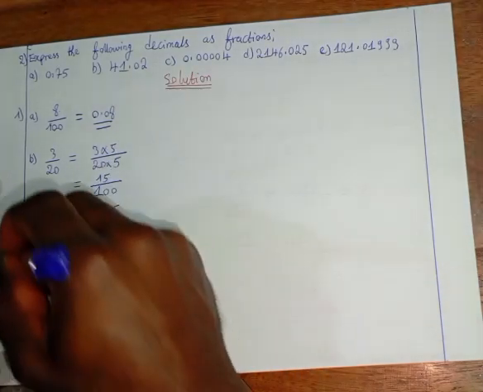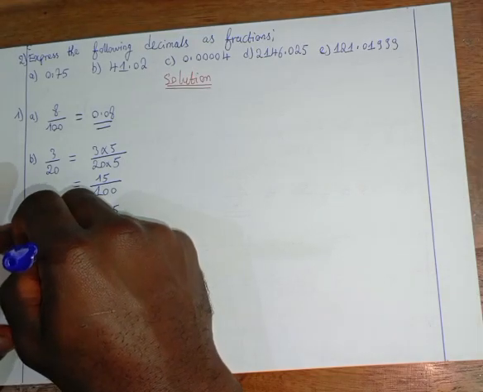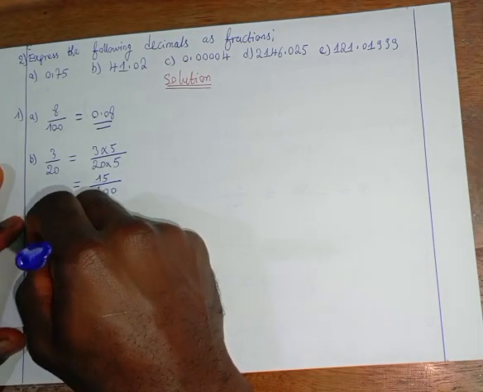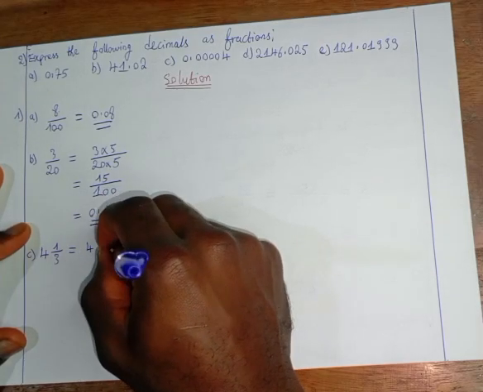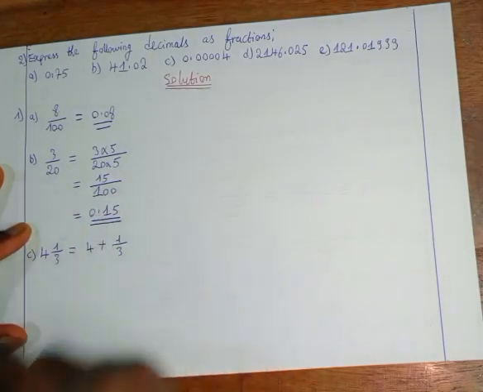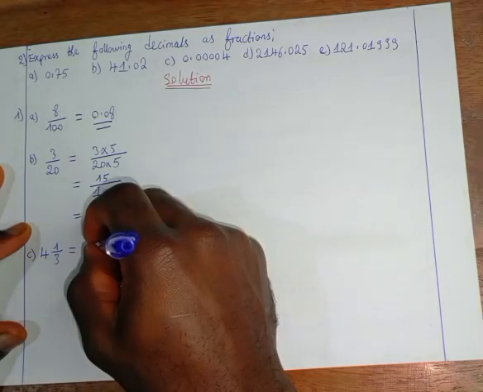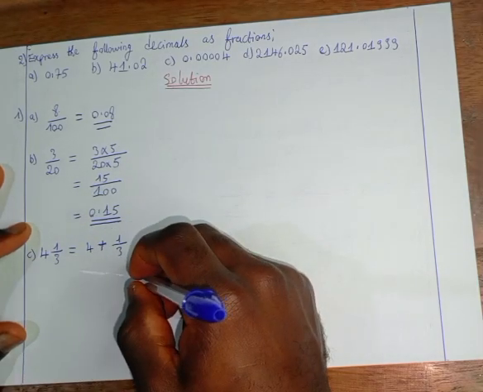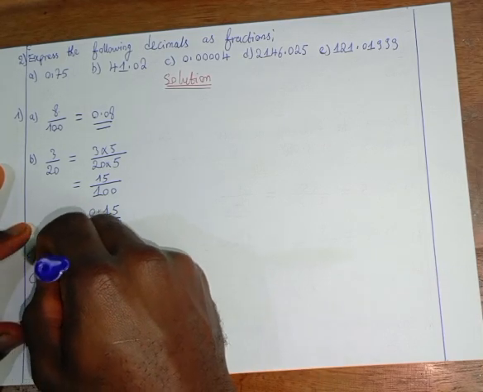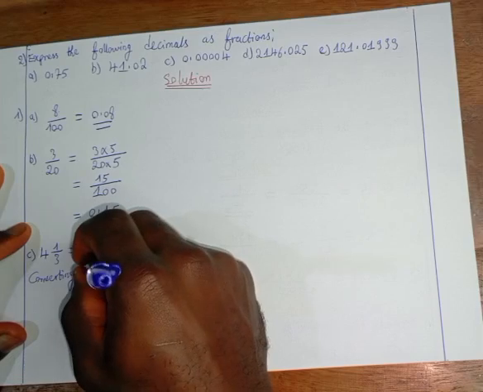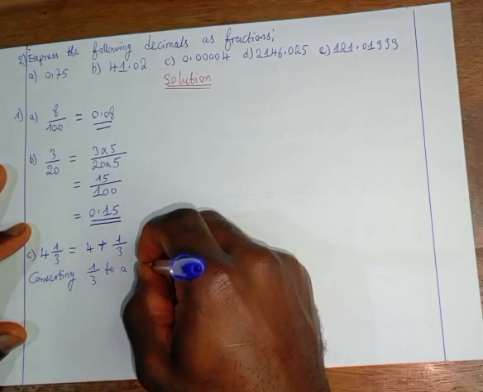We go now to question C. For C, we have 4 and 1/3. We know this is the same as 4 plus 1 over 3. We are going to convert 1/3 to a decimal number.